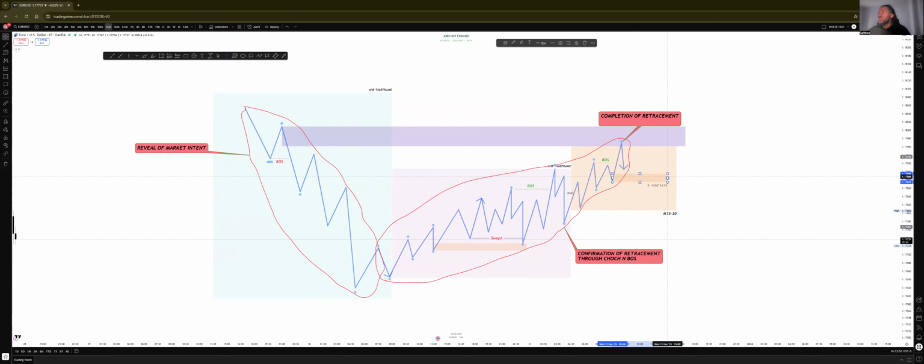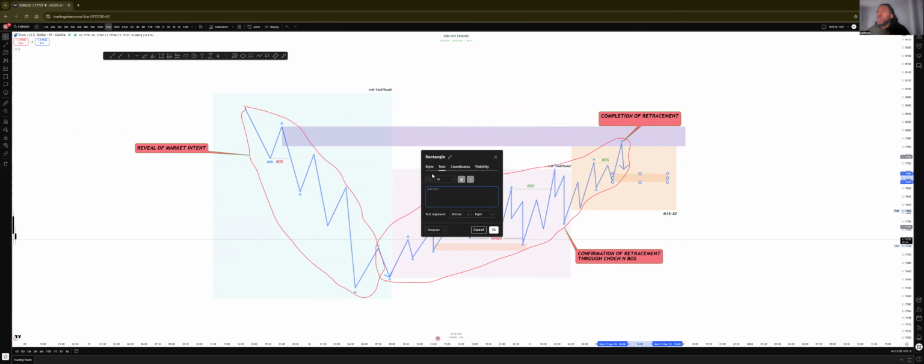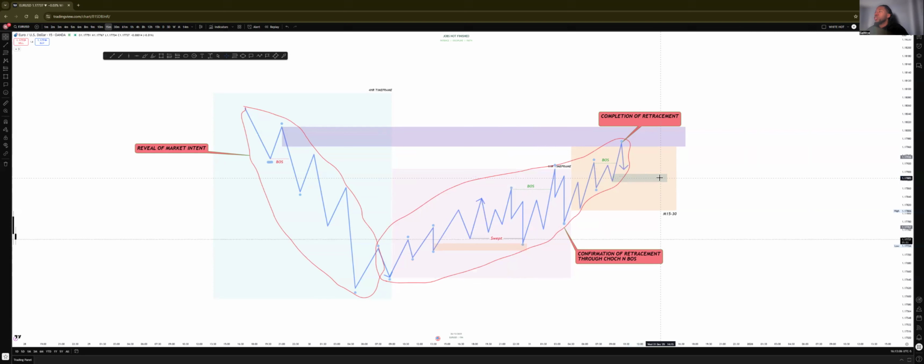price to bounce from. I'm going to make this a different color so we can see it. And this is the explanation of the invalidation model. I'm going to give it to you in words after. So what they're expecting is for price to come into this zone here and then push back up and break above.